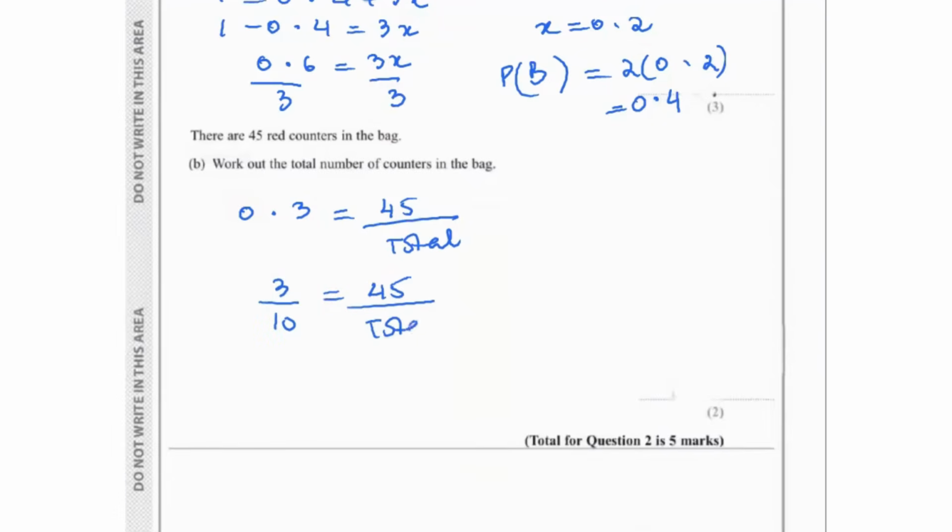Now we know that 45 and 3 come in the same times table. If we multiply 3 by 15, that gives us 45, which means 10 will be multiplied by 15 as well, because they're both equivalent fractions. So using the concept of equivalent fractions, we can figure out what the total number of counters is, which in this case is going to be 150. So total counters are 150. That is your answer.